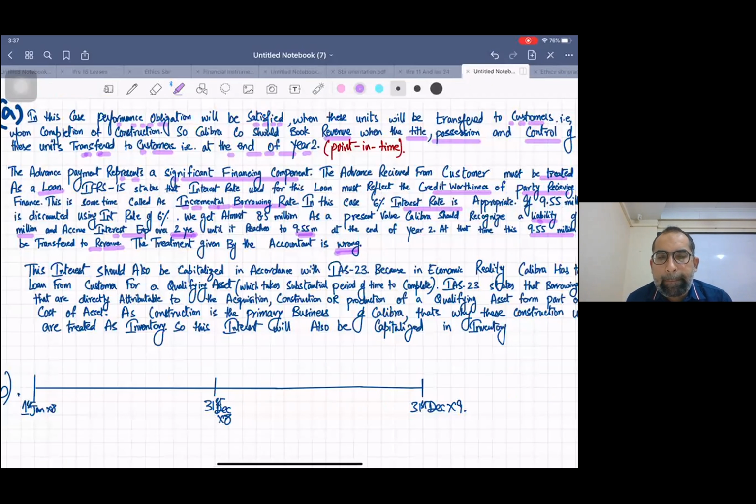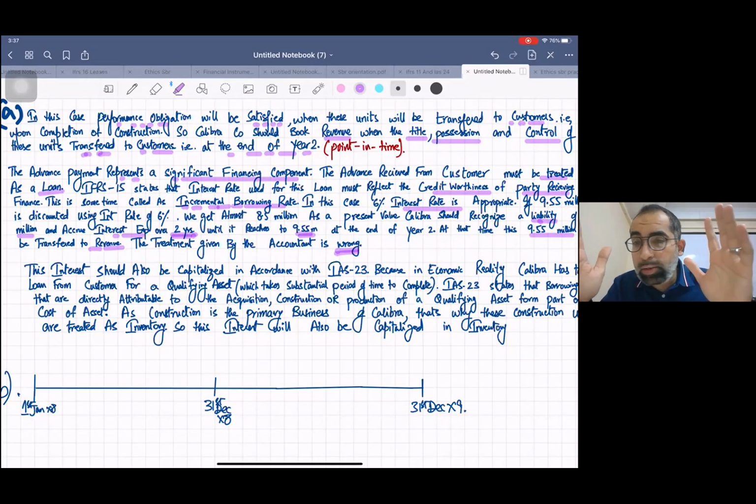You can read it. Now the last requirement is IS 23. They have also used the word IS 23 in the requirement. What IS 23 says, the first thing, if you have taken a loan to construct or produce or acquire a qualifying asset, what is a qualifying asset? Which takes a substantial period of time to complete, then you have to capitalize the borrowing cost, the interest expense. So in this question, we are doing construction which takes 2 years, so definitely we can capitalize.